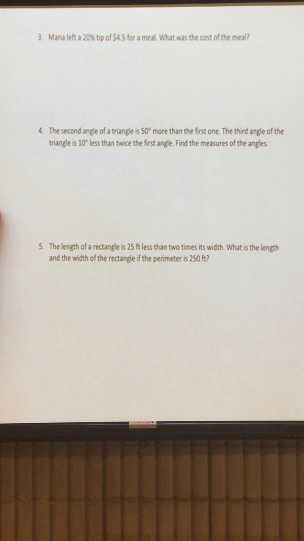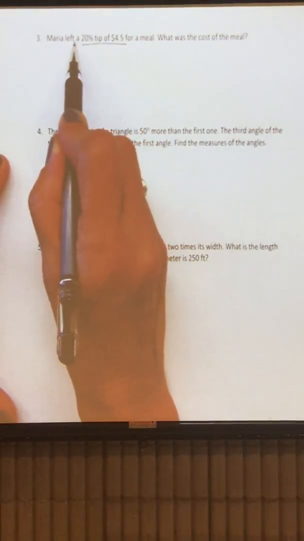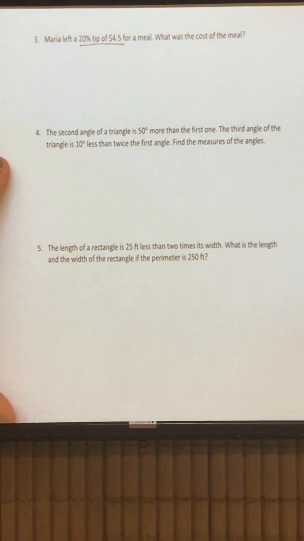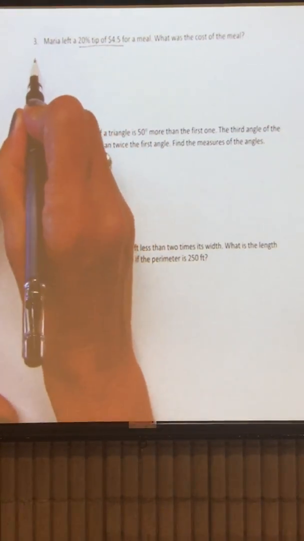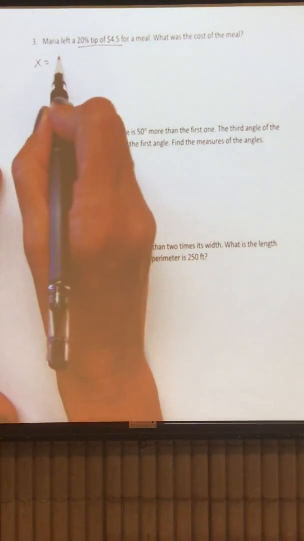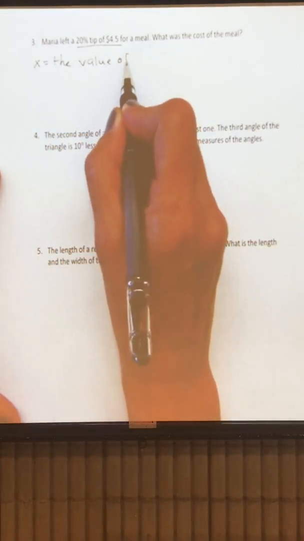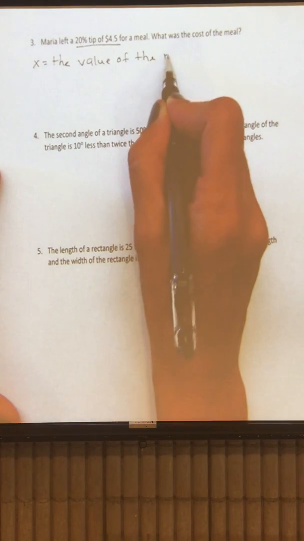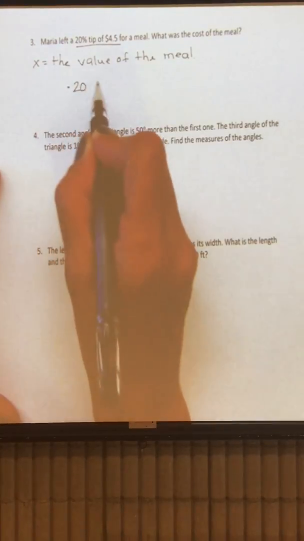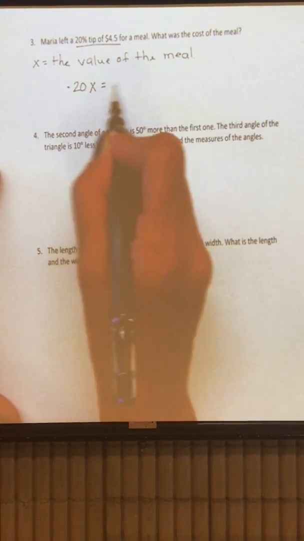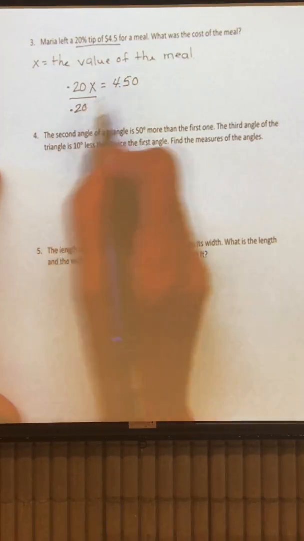Number 3, Maria left a 20% tip of $4.50 for a meal. What was the cost of the meal? If we let x equal the value of the meal, we have 20%, which is 0.20 of the meal, is equal to $4.50. Divide both sides by 0.20.